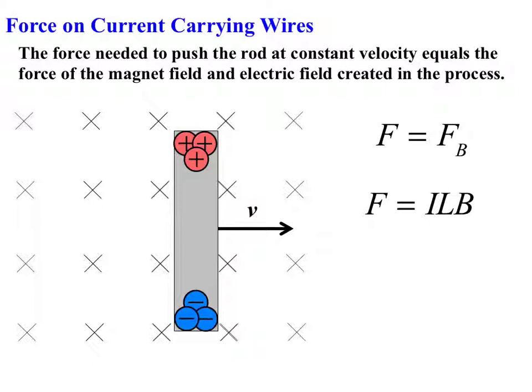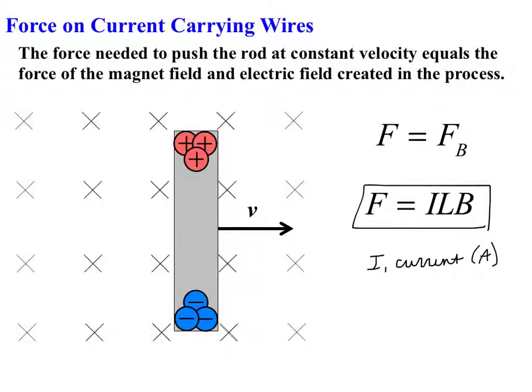Again, remember from our previous video that the force needed to push the rod at a constant velocity must equal the force of the magnetic field and the electric field created in the process. Again, F must be equal to I, which is the current in amps, L is the length of the rod, and B is magnetic field.